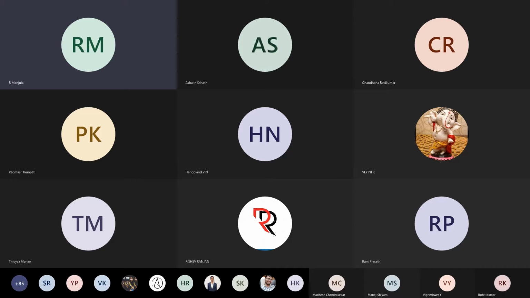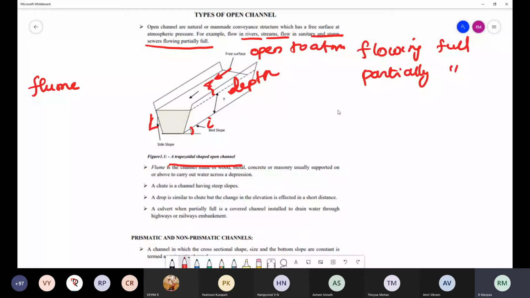Normally, have you heard the terminology flume? Are you able to hear me, ma'am? Are you drawing something on the whiteboard? Yeah, I am writing. Nothing is visible. Is it visible now? Yes, ma'am, now visible.